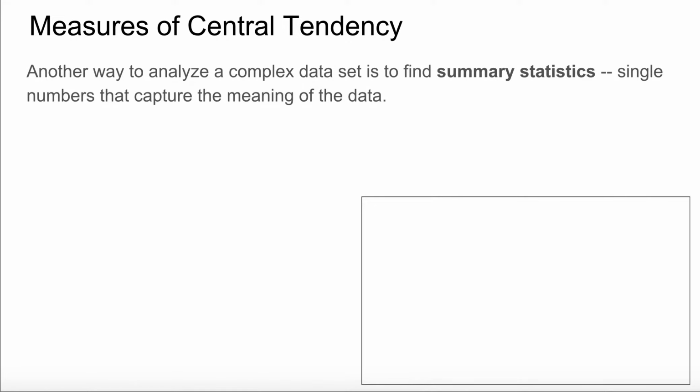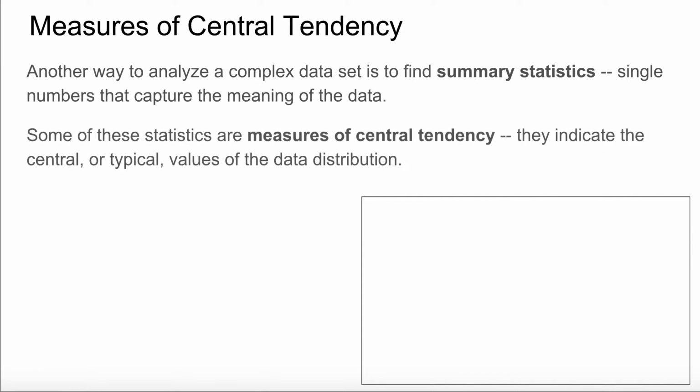So another thing we can do is calculate what we call a measure of central tendency. And so this is what we call a summary statistic. Another way of analyzing a complex data set is to find summary statistics. These are single numbers that capture the meaning of the data. So you might see 31 days in a month with temperatures. You might want to know, like, what's the average temperature? The high temperature, the low temperature, right?